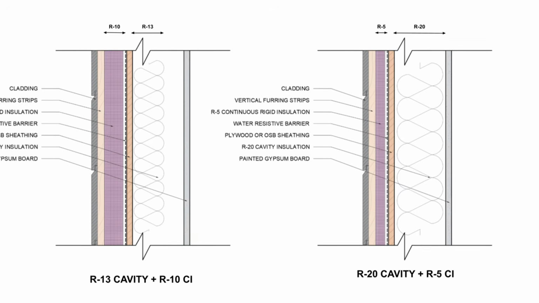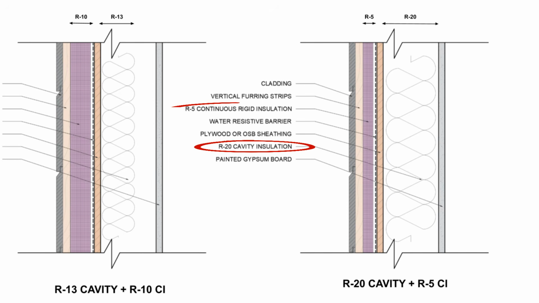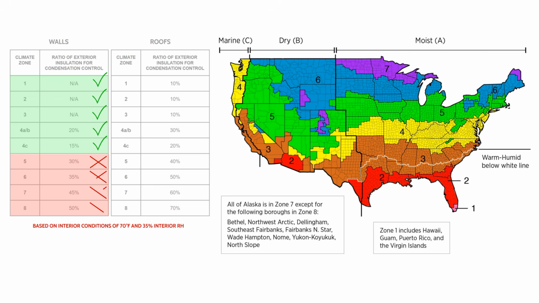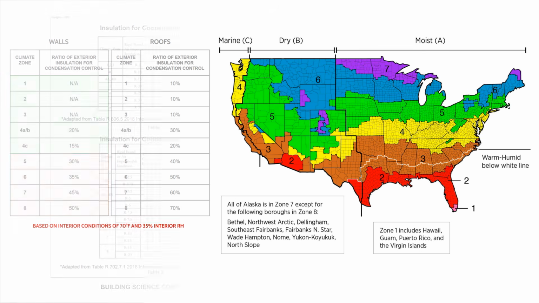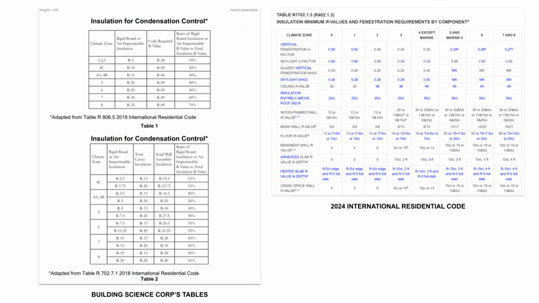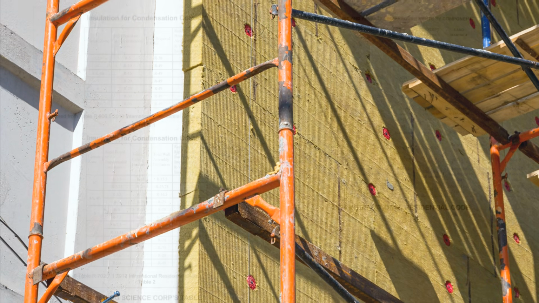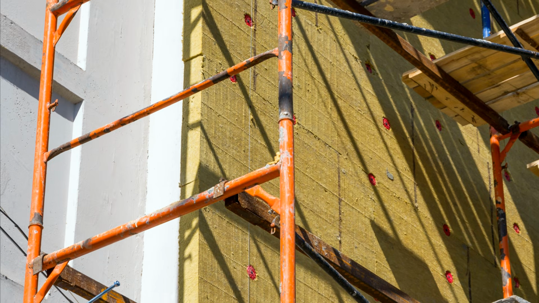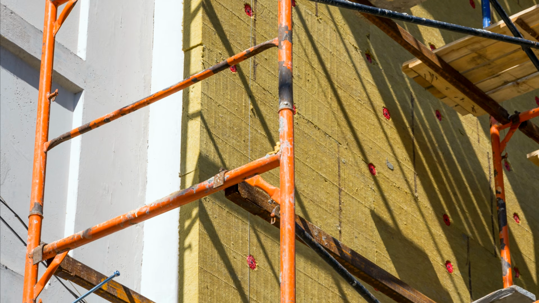However, if we use the option for R20 plus R5 continuous insulation, that's only 20% of the total R value of the assembly, and that doesn't work for climate zones 5, 6, 7, or 8, and in fact, it would place your building at a very high risk of moisture damage from condensation. And that's where we have discrepancies between the actual research and what has actually been written into the code. We need to go above the code minimums in certain climates in order to achieve a moisture-safe building.